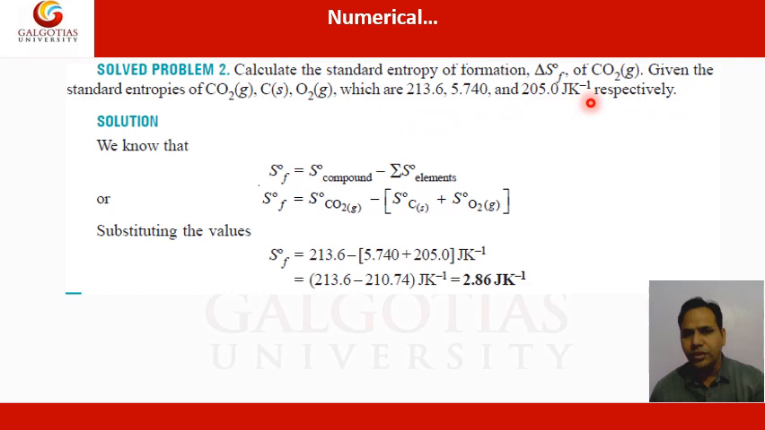So these values we will put in this equation. We solve this to find 2.86 joule per Kelvin. So this is the standard entropy of formation of this reaction.